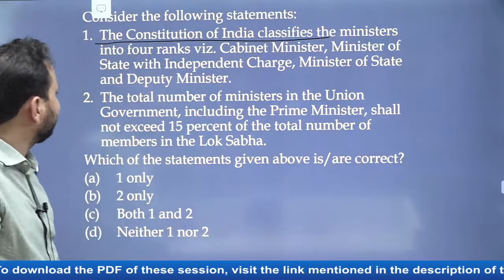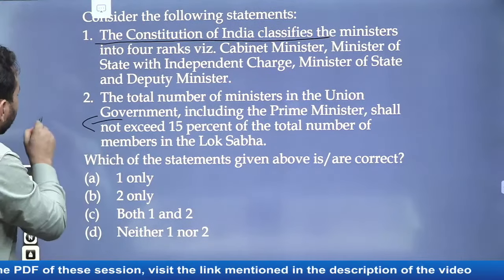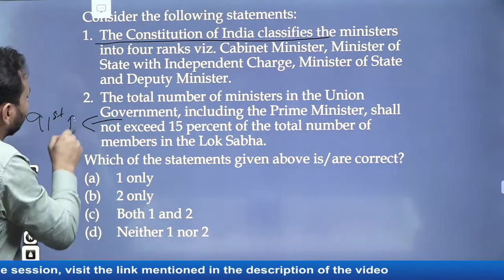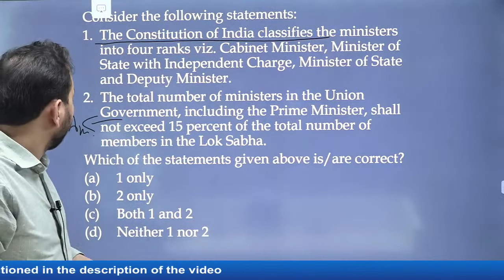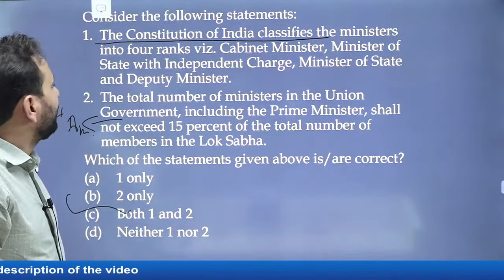If you talk about the second statement, then through the 91st constitutional amendment, this concept came into existence. Before this 91st constitutional amendment, we had no such concept. So the answer would be B, that is 2 only.